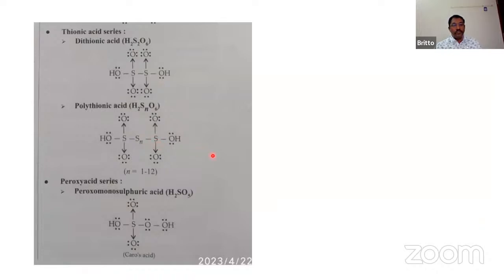And then in the peroxy acid series, peroxomonosulfuric acid, H2SO5, Caro's acid, which is another name. Remember, sometimes match the following comes. So Caro's acid, all you have to do is take sulfuric acid H2SO4 and insert one oxygen. If there is a peroxo group, there must be an OO bond, so insert one oxygen before the OH group, and you get peroxosulfuric acid.